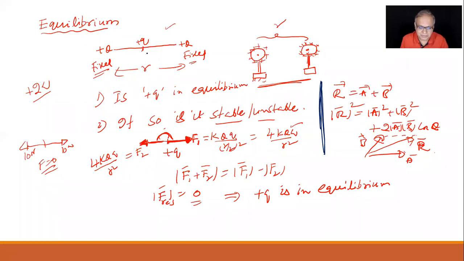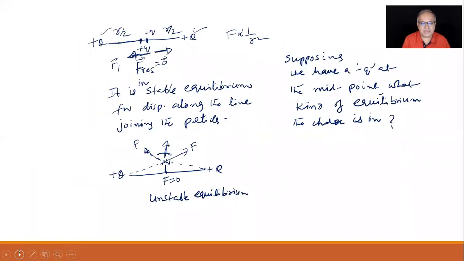Now, I was telling you, if a plus Q charge is there at the midpoint exactly between plus Q and plus Q, the charge plus Q in the middle will be in equilibrium, but that will be stable if I displace it along the line. It will be unstable if I move it perpendicular to the line. So that's how you need to talk about equilibrium.